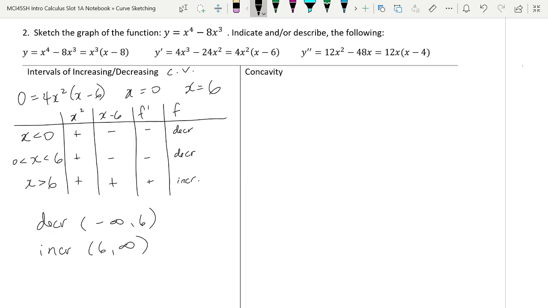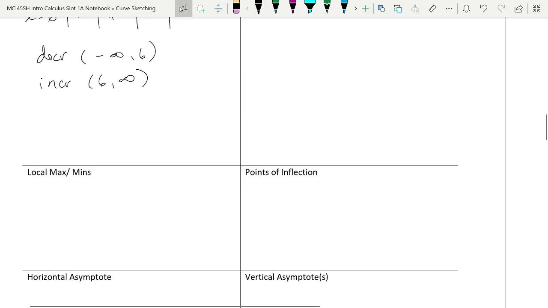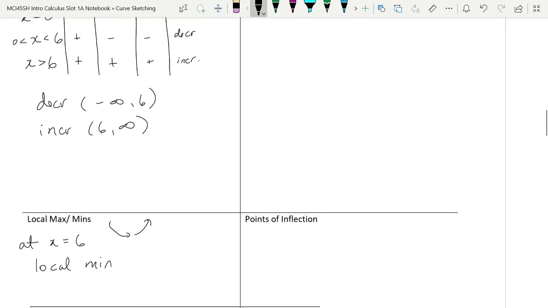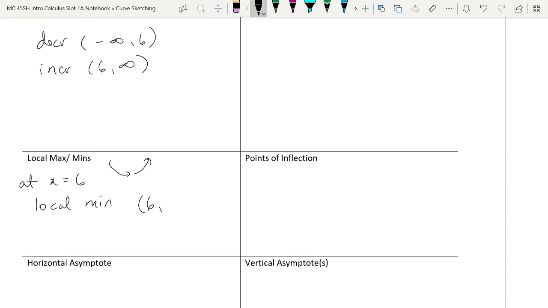Okay, and that leads us to exploring local max and min. If there's no change in direction at 0, then that's not a max or a min. But at x equals 6, I go from decreasing to increasing, so I have a local minimum, and I'll run 6 through the original formula. I've already done the button punching on that, and I get negative 432. So there we go.